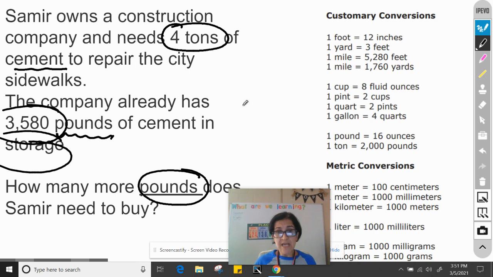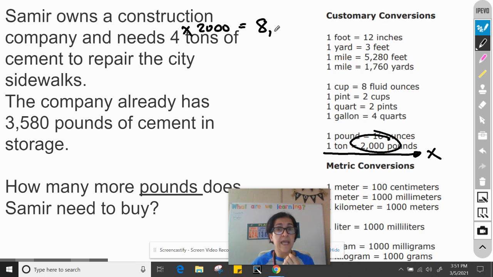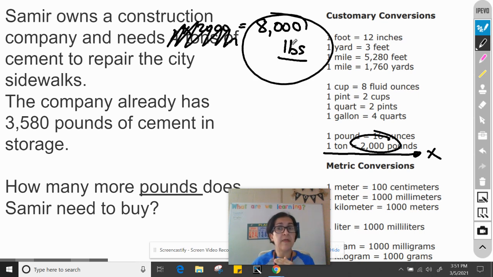So this is one of the easiest ways to convert. So let's change the tons to pounds. So here, 1 ton is 2,000 pounds. So for you to go from tons to pounds, you're moving forward in your reference sheet, so you're multiplying by that 2,000. Well, 4 tons times 2,000 equals 8,000 pounds. That's the number we're going to use. So I'm not going to use this anymore. I'm going to use 8,000 pounds.